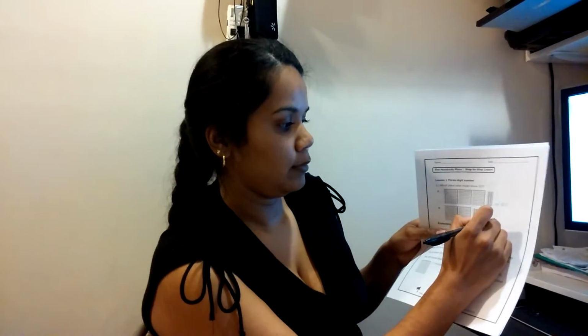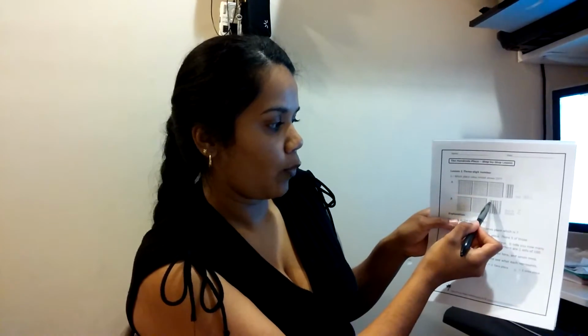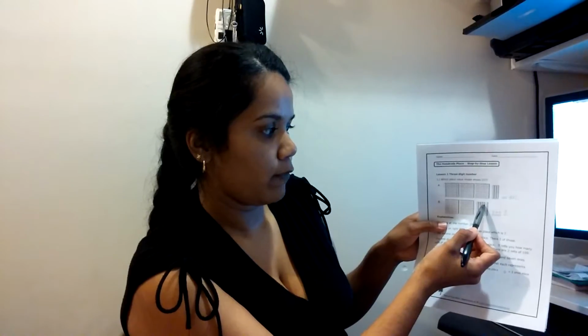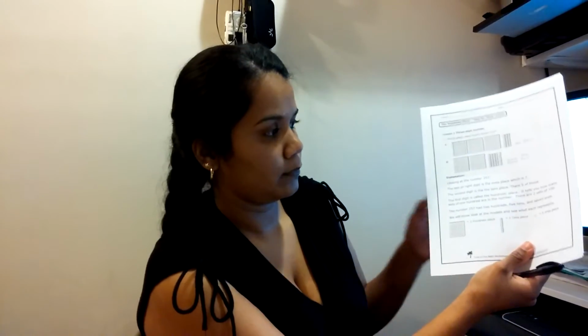There are 2 big blocks and some tall skinny blocks with some individual blocks. Can you tell me how many 100 blocks there are? 2. Good. How many tall skinny blocks are there? Let's count together. 1, 2, 3, 4, 5. Good. So we'll write 5. And how many individual blocks are there? Can you count for me? 1, 2, 3, 4, 5, 6, 7. Good. So which one is 257? A or B? B. Good job.